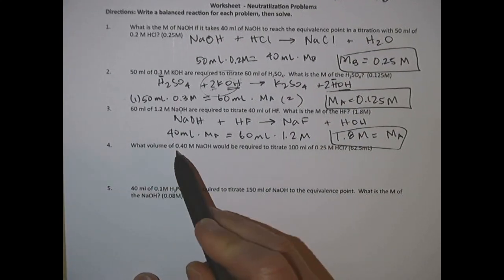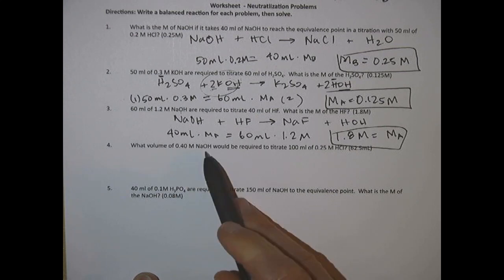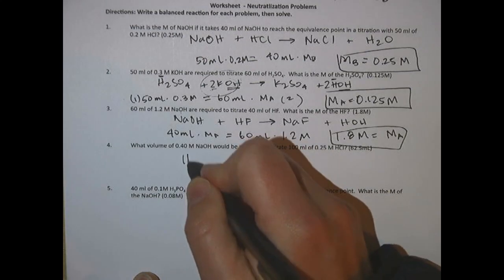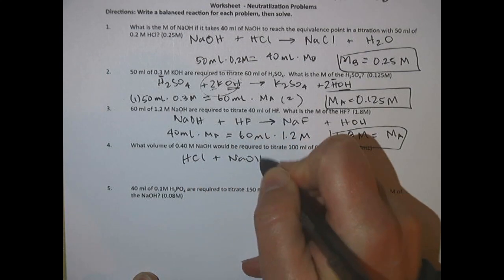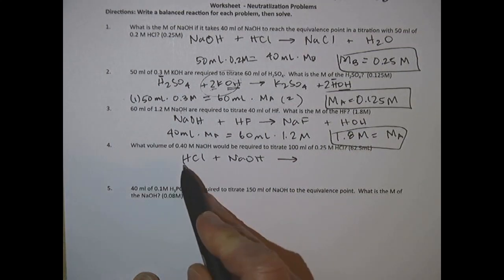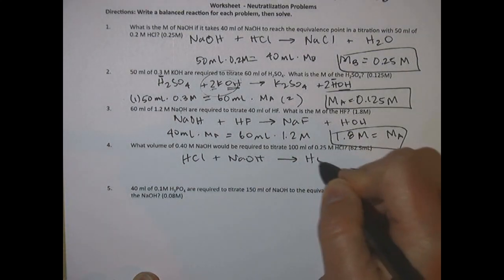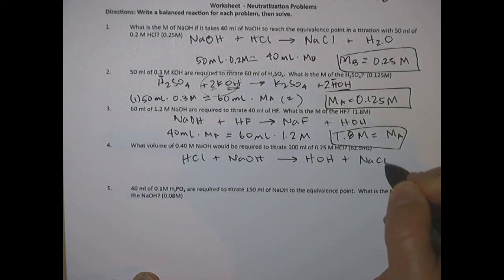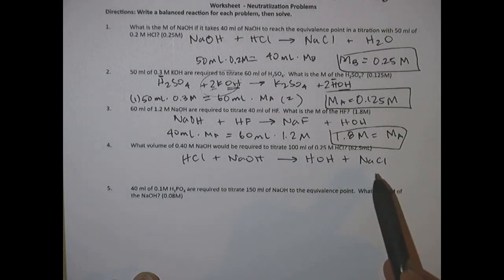Whoops, that's not how you draw a square. Next one. 0.4 molar NaOH, what volume this time to titrate 100 milliliters of 0.25 HCl. So HCl plus NaOH for your balanced reaction. H and OH go together. It's just the water. Sodium and chlorine go together. Sodium is +1, chlorine's -1, so they just cancel out. So it's all balanced. It's all 1 to 1 to 1.